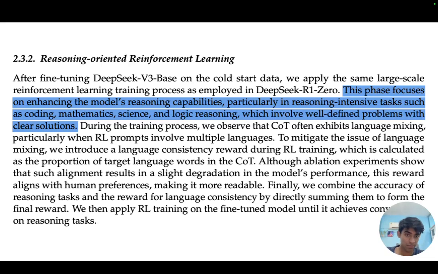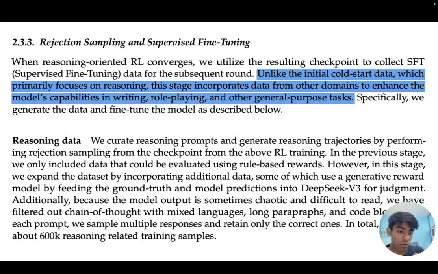This part remains the same overall, okay? But the fine-tuning was obviously different. Now, rejection sampling and supervised fine-tuning, I don't think I have to explain this much. Unlike the initial cold start data, which primarily focuses on reasoning, this stage incorporates data from other domains to enhance the model's capability in writing, role playing, and other general purpose tasks. I think we have already discussed this in some of our previous videos.